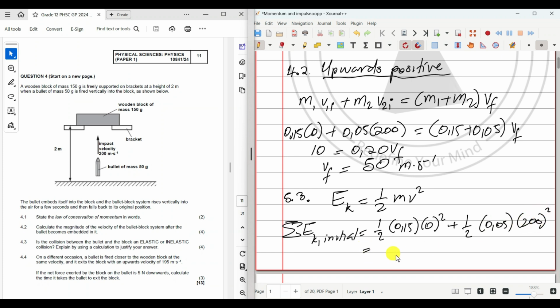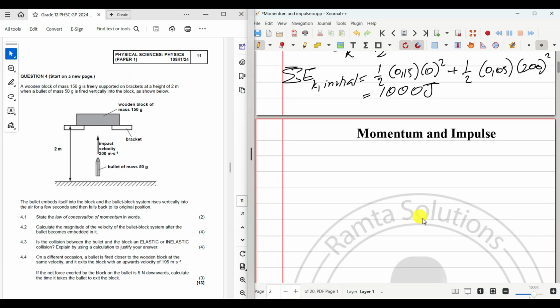So what is this? 0.05 times 0.5 times 200 squared must be, so what is our answer? We get 1000 joules, isn't it? We get 1000 joules. So this is the total kinetic energy before collision.